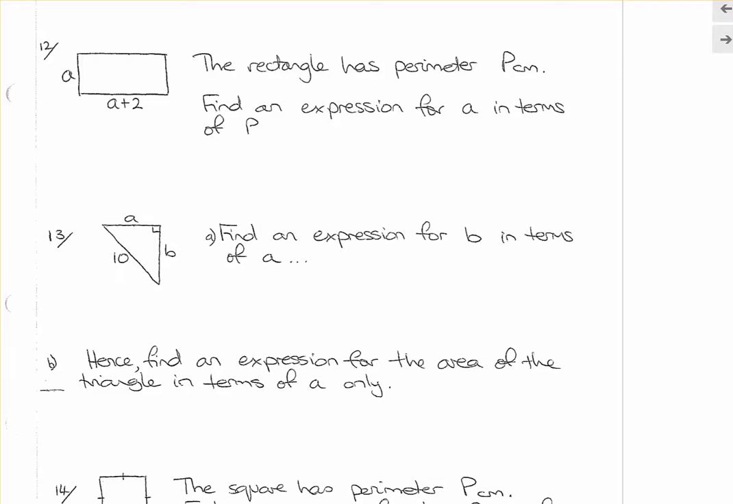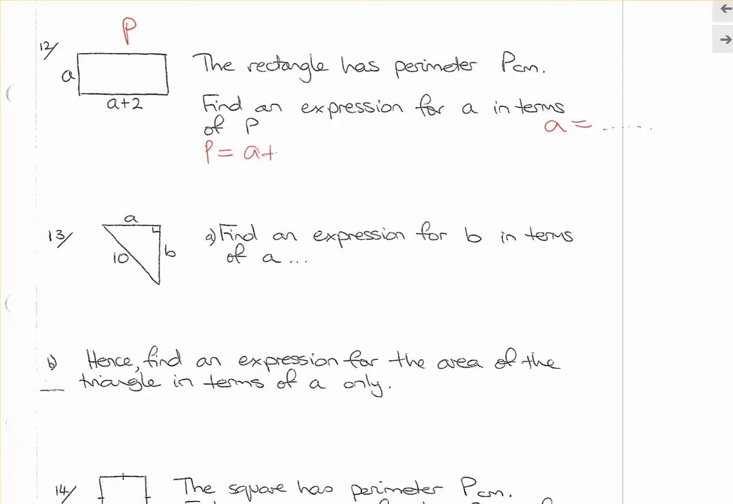So this is the second side of the sheet, playing with equations and expressions, writing expressions and doing some mathematical gymnastics with them. So we're told this rectangle has perimeter P. Find an expression for A in terms of P, so that means we want A equals. So we'll start with what we do know.